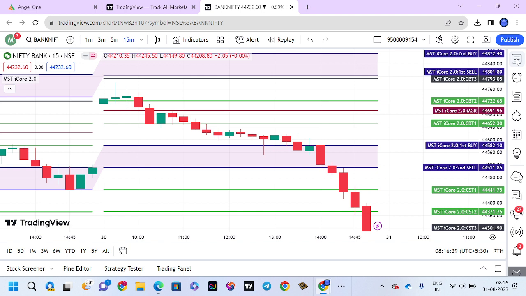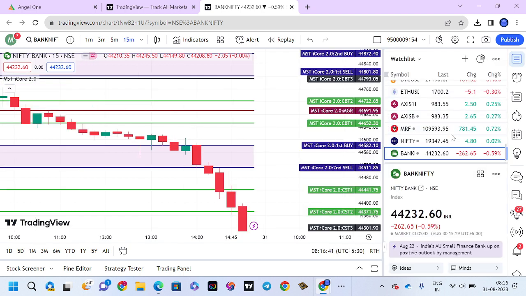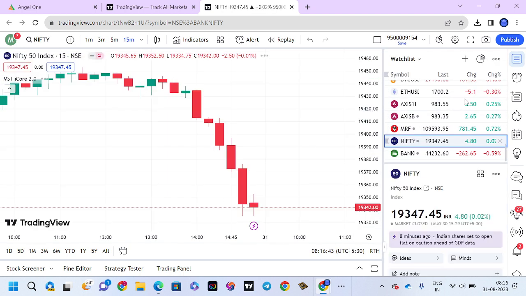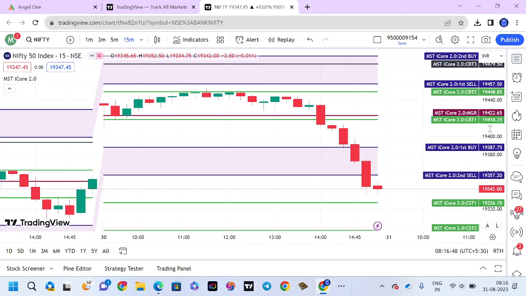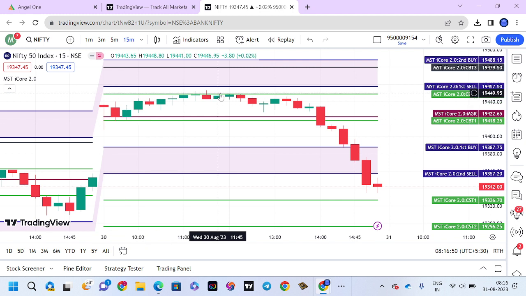Let me show you another one, that is Nifty. So in Nifty, what happened? See, perfectly it has reached our sell zone. What is the high? 19452, and our sell entry was 19457. Only 4.70 paisa we have missed.